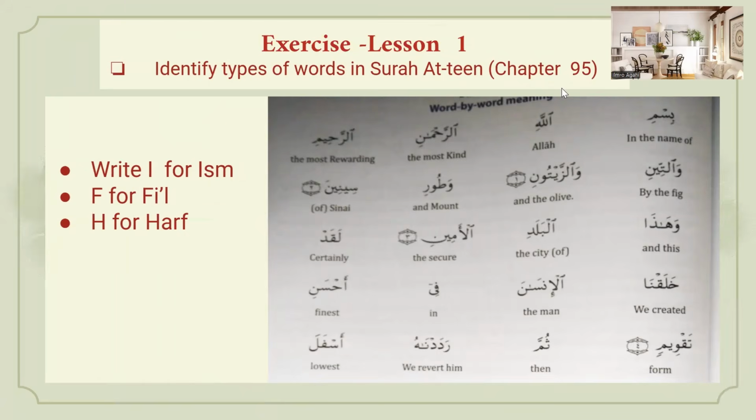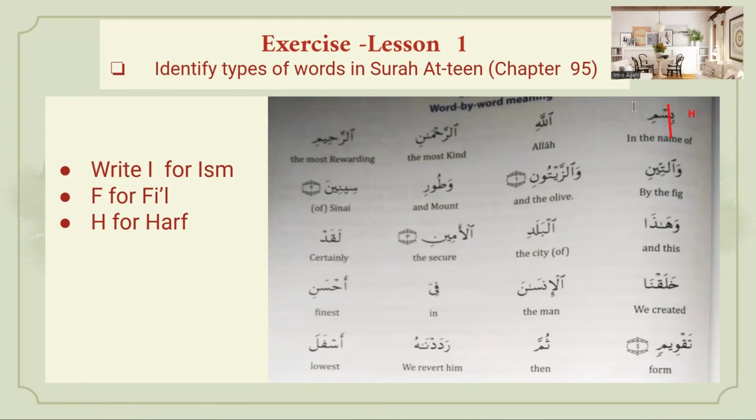Okay. Just to give you an idea how you can apply this knowledge of three types of words on the Quran. So this is Surah At-Tin, chapter 95, and how you are going to identify whether the word is an ism or fail or harf. Okay. Bismillahir Rahmanir Rahim. Bismi is the combination of B plus ism. B is separate and ism means name. So B means with the name of, or in the name of. So the B is harf, and ism is name.